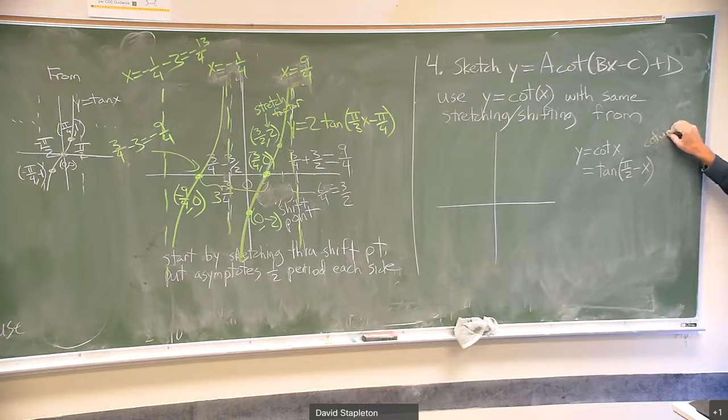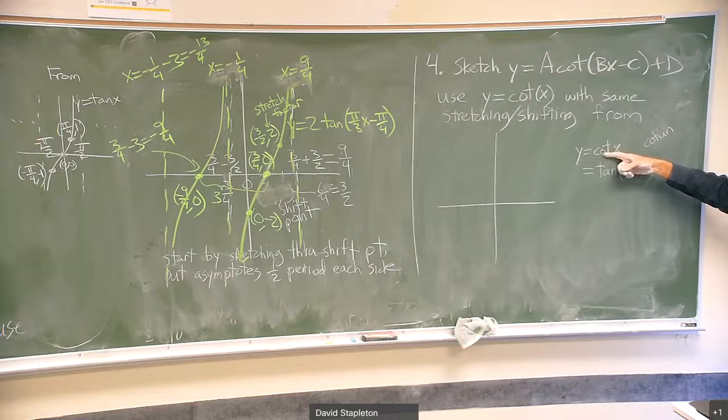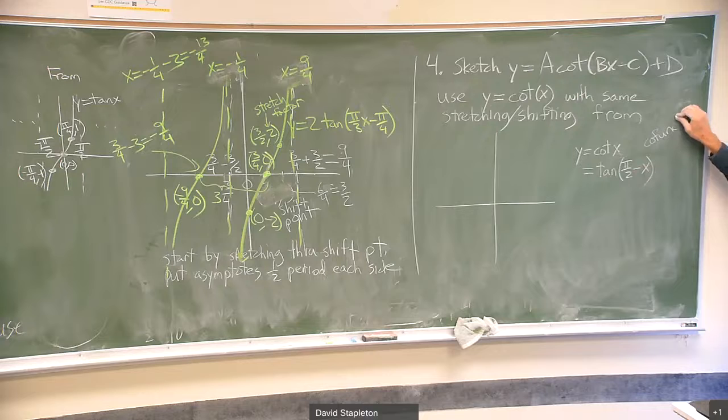Cofunction: tangent and cotangent, sine and cosine, secant and cosecant have this property that the cofunction in x is the function at 90 degrees minus x, or pi over 2 minus x. So this is what we call the cofunction identity before. We may have written it as cotangent x equals tangent(90 degrees minus x), but it's the same thing.